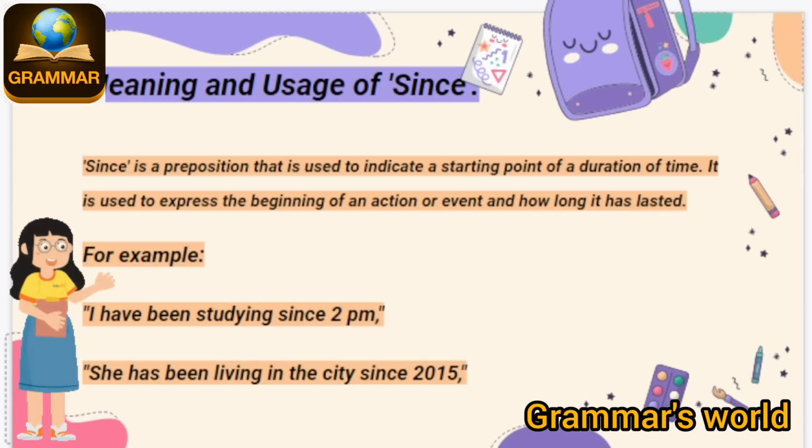Another example is she has been living in the city since 2015, which means that she started living in the city in 2015 and has been living there continuously since then.